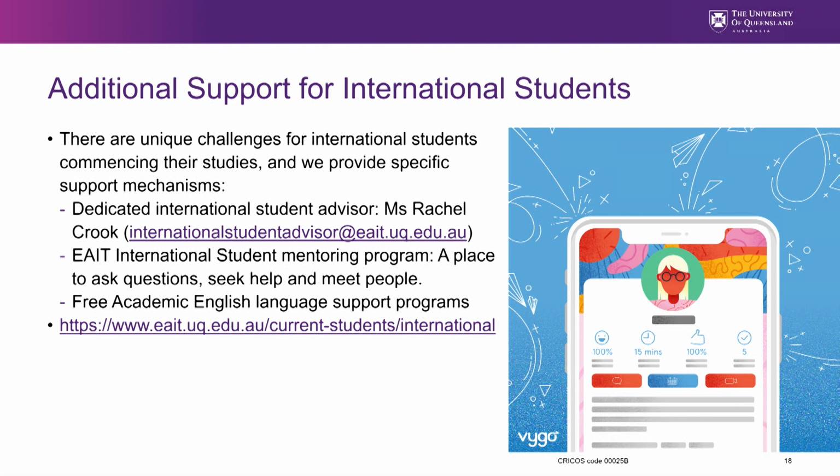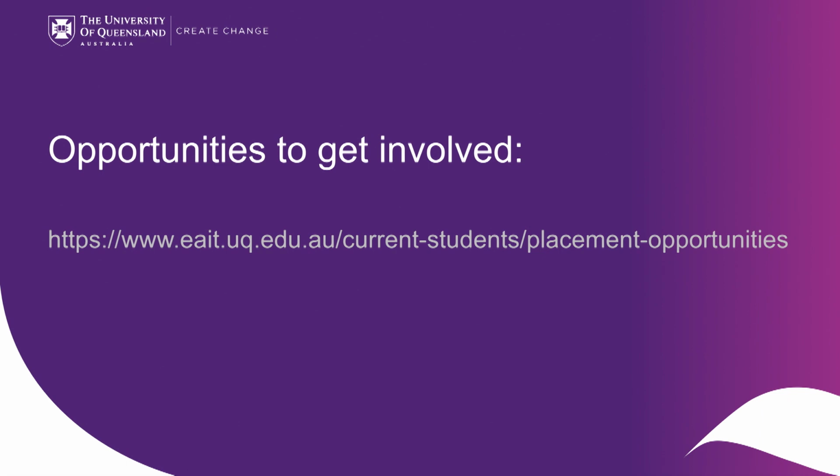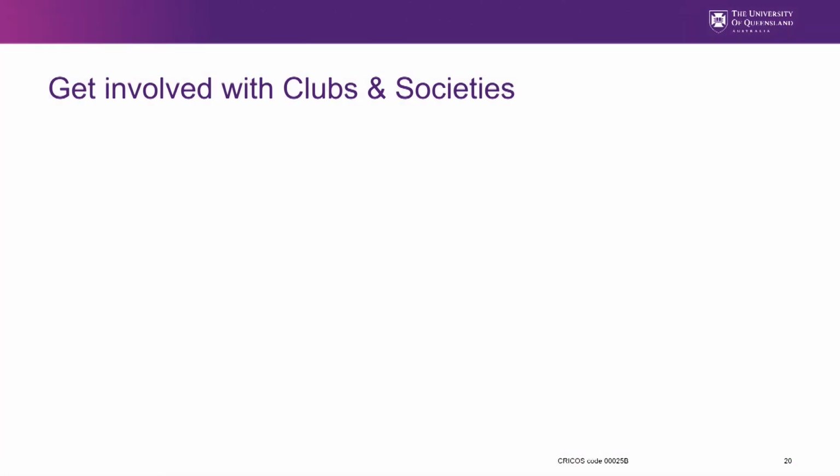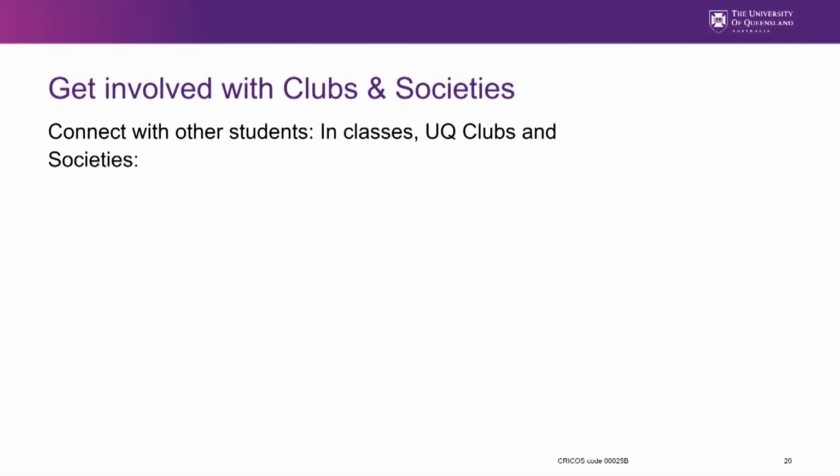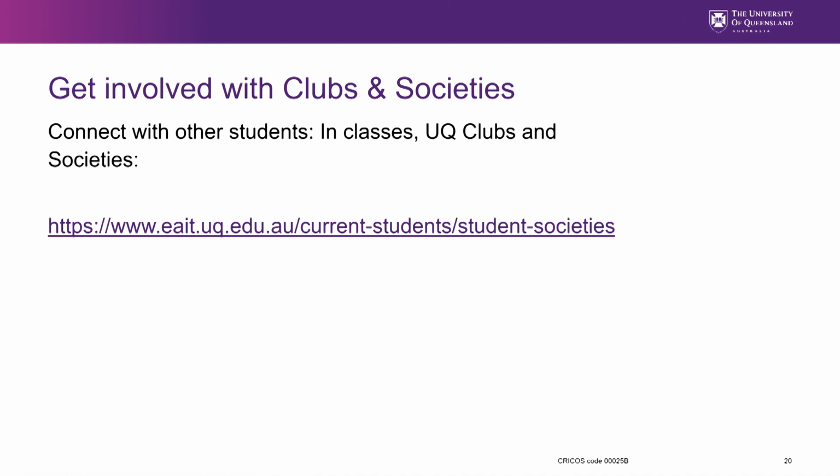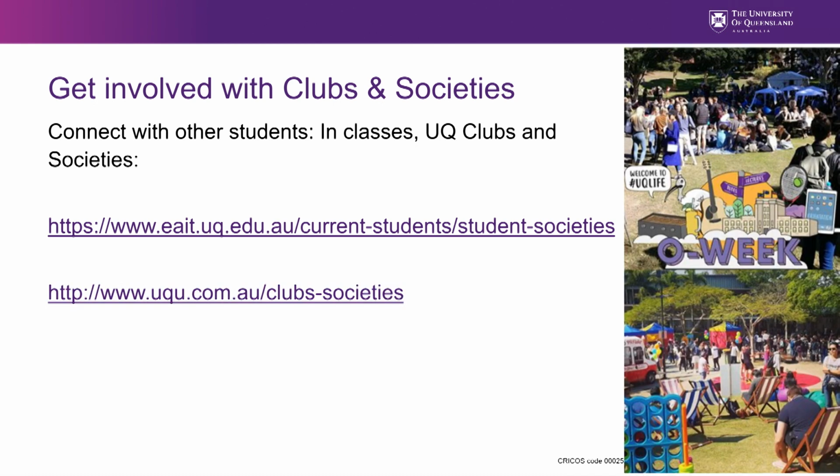Opportunities to get involved in the life of a student at UQ are enormous. You can get involved with clubs and societies. This will allow you to connect with other students. You can do that in your class, of course, but UQ has an enormous number of clubs and societies. There are student societies that are aligned with this faculty, and you can find out more about them at the web address shown here. And there are also a wide variety of more general clubs and societies that are aligned with UQU, the University of Queensland Student Union.